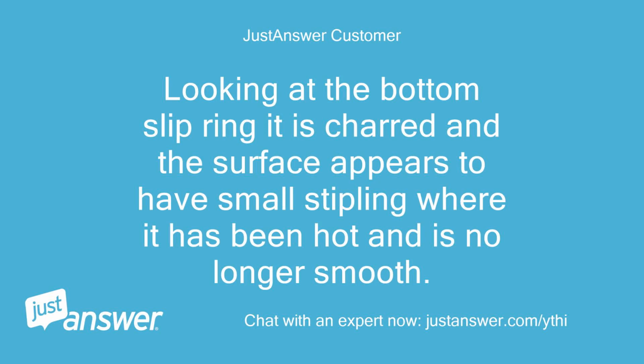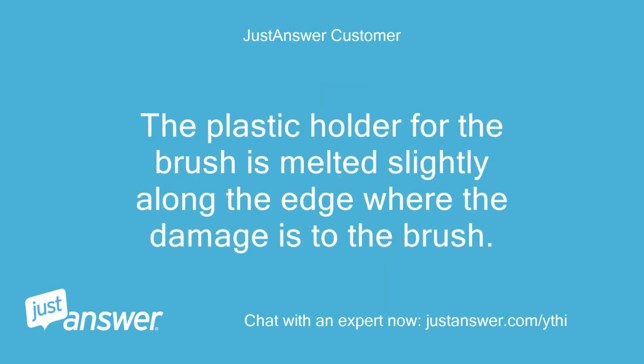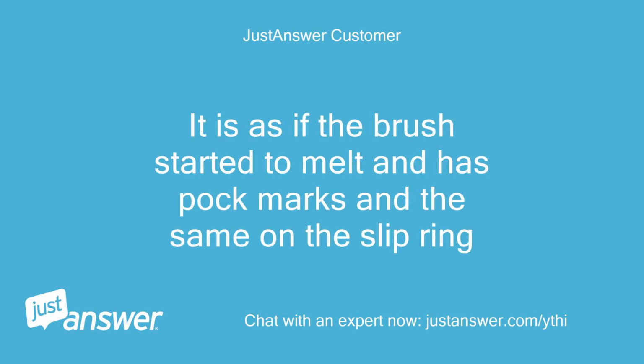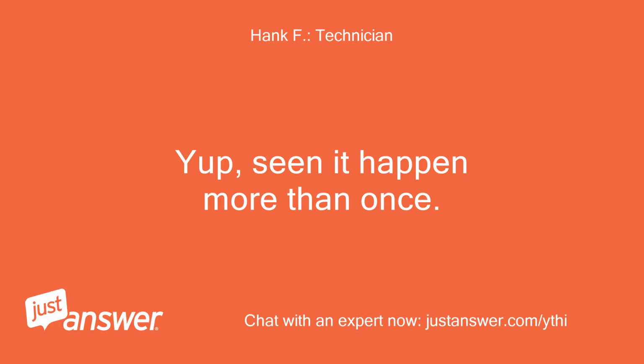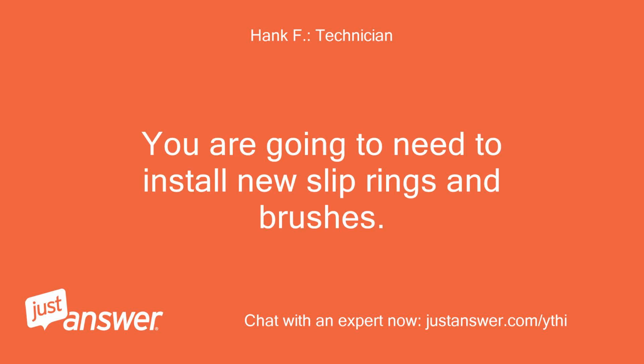Looking at the bottom slip ring, it is charred and the surface appears to have small stippling where it has been hot and is no longer smooth. The plastic holder for the brush is melted slightly along the edge where the damage is to the brush. It is as if the brush started to melt and has pock marks, and the same on the slip ring. Yup. Seen it happen more than once. You are going to need to install new slip rings and brushes.